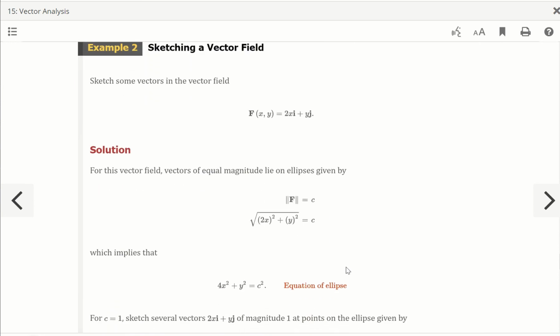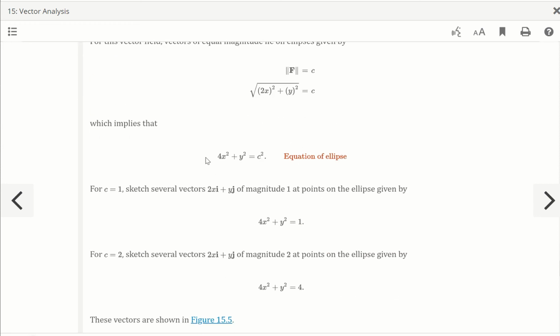Let's get some more practice. Let's sketch some vectors in the vector field given by F equals 2x i plus y j. We're going to do it the same way. Let's begin by seeing where there would be some similar magnitudes for these. So we want to know when would the magnitude of a vector be constant. That is, where is the square root of 4x squared plus y squared equal to a constant. We would square both sides, and then hopefully we all recognize this. This would be the equation of an ellipse.